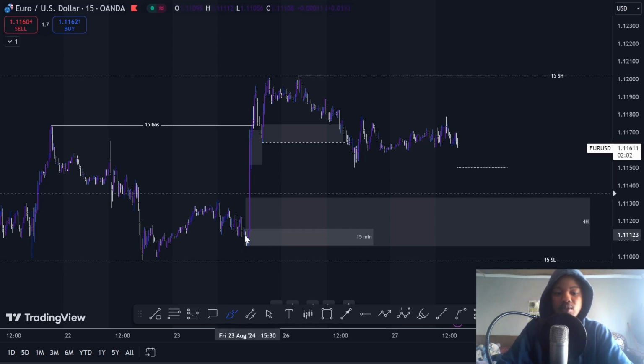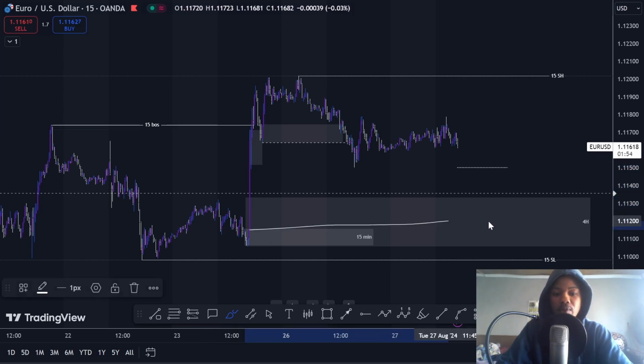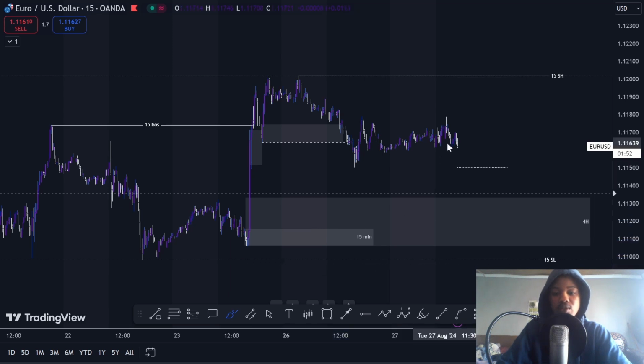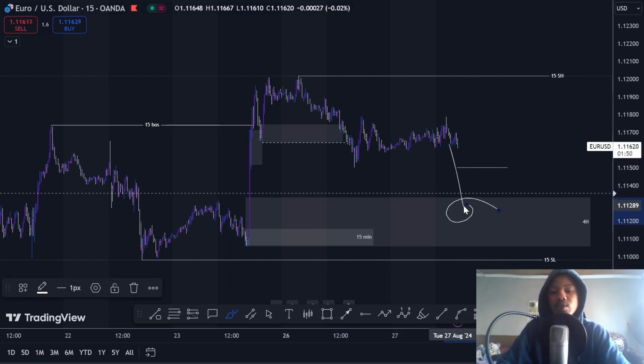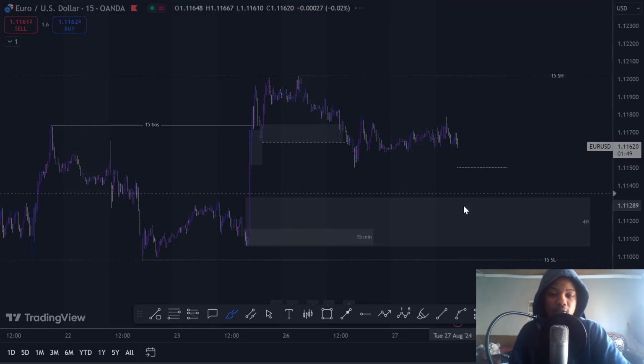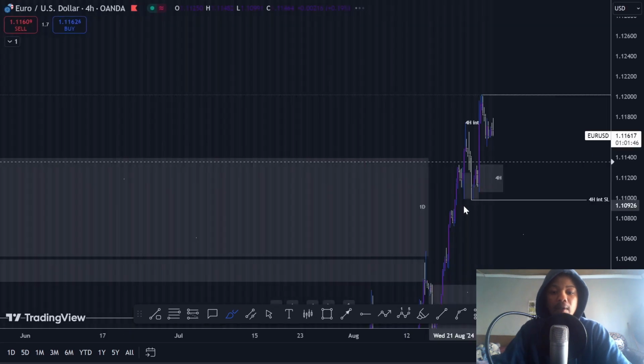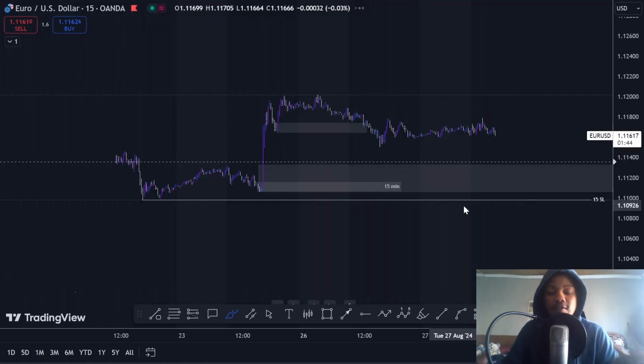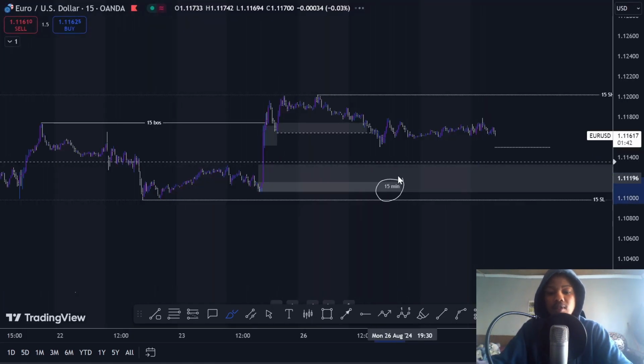So this is the area where these buyers took over, right? So this is the area here. So it's pretty much a good area, right? So if price taps here, I'm aware, good, okay, price did manage to tap into this 4-hour supply and demand zone, but it would make a ton of sense if it eventually taps into this 15-minute time frame.